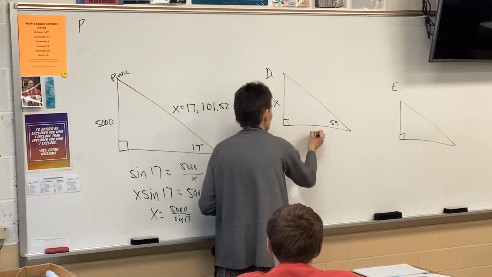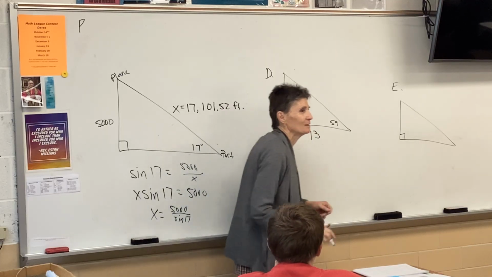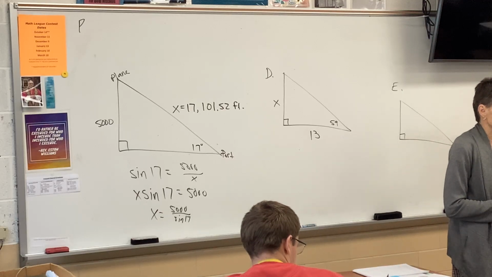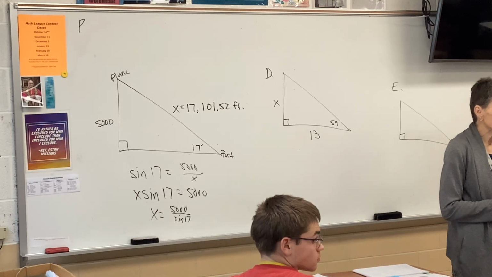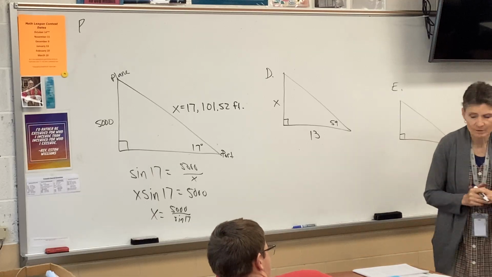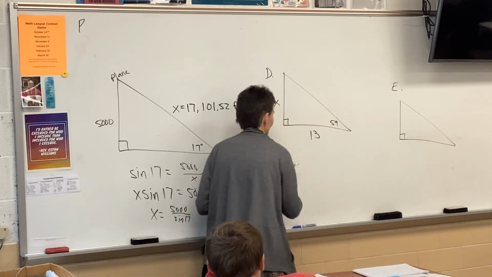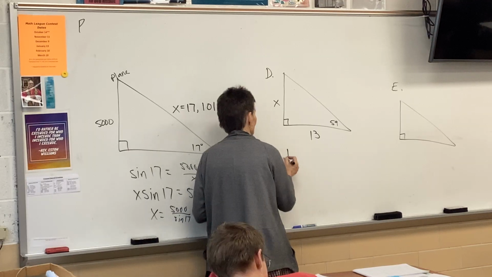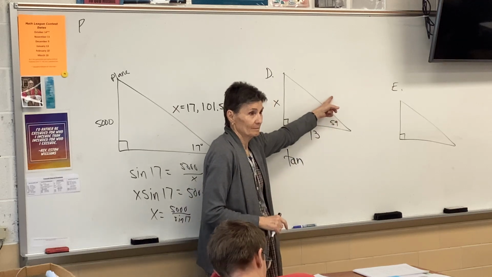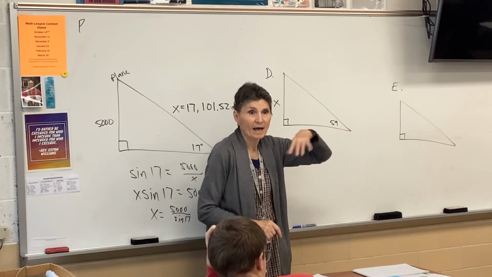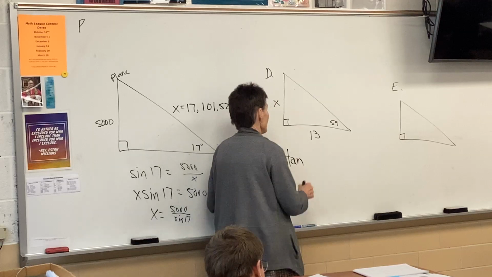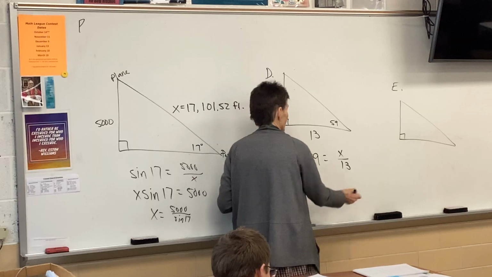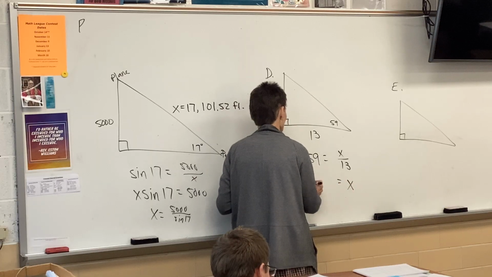Bottom. Yeah. You guys, when you go outside, where do you see your shadow? On the ground. Your shadow's on the ground. Right? You don't see a shadow up here. Sine, cosine, or tangent? Tangent. Hypotenuse isn't involved. So if the hypotenuse isn't involved, it's going to have to be tangent. So tangent 59 equals x over 13. So x equals 13 tan 59.